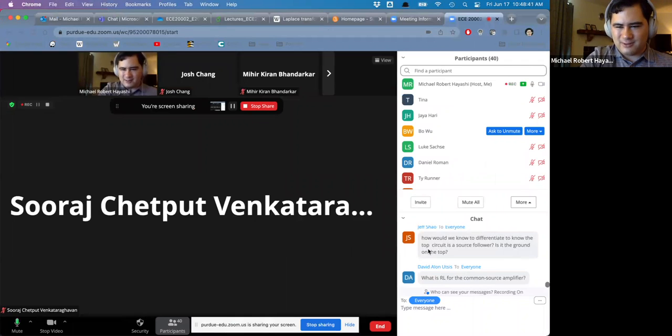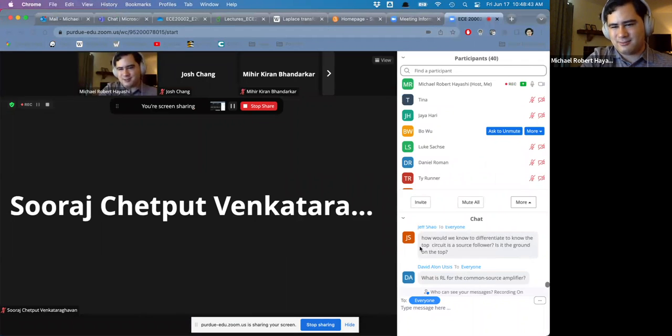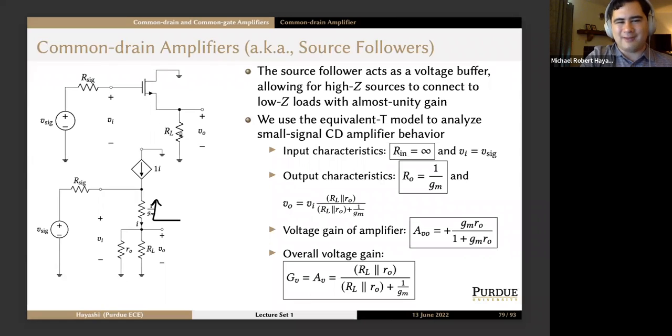What is RL for the common source amplifier? That's the load resistance. Here we have the load resistance explicitly connected. Otherwise, there really wouldn't be much for it to be acting on. It would just be acting on RO instead.